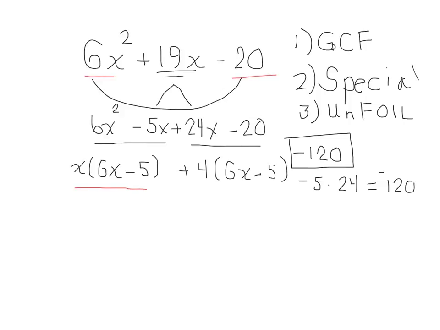So now here's our first term and our second term. What do they have in common? 6x minus 5. If I factor out a 6x minus 5, this will go away, and this will go away, and what I have left is x plus 4. If I FOIL those two binomials, I will find that they do in fact equal the trinomial that I began with.